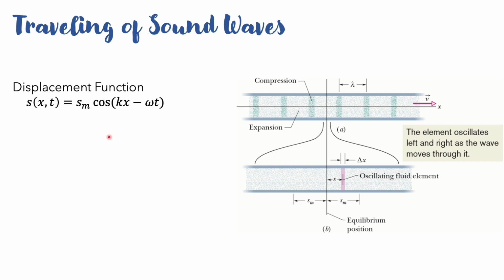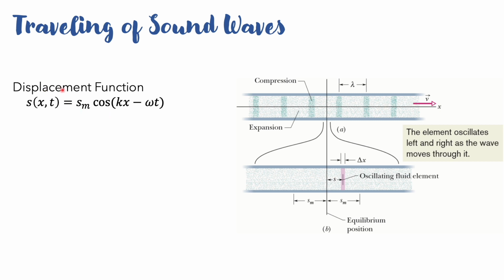Now we can write an expression for it. This one is written in terms of a cosine function. The previous one was written as a sine function. The only difference between sine and cosine is that there is a phase difference of 90 degrees. Cos starts from 90 degrees while sine starts from 0 degrees.